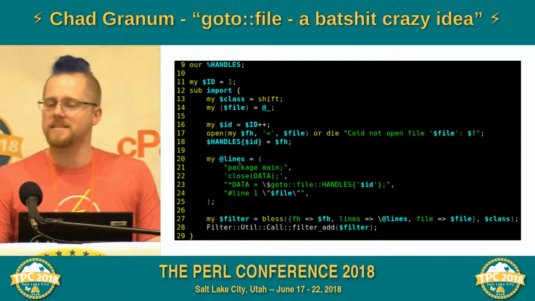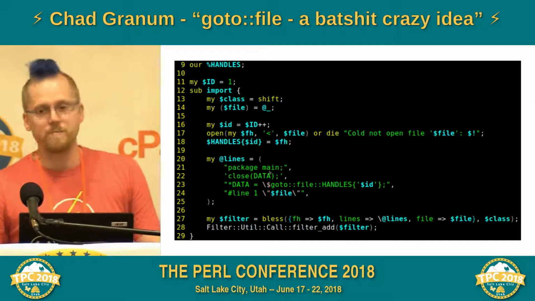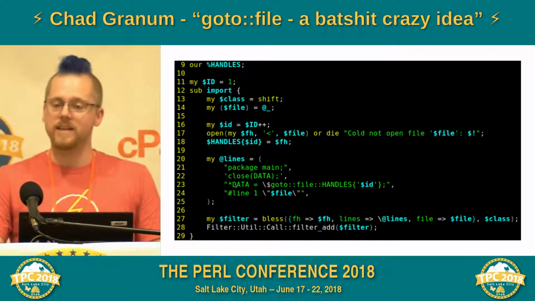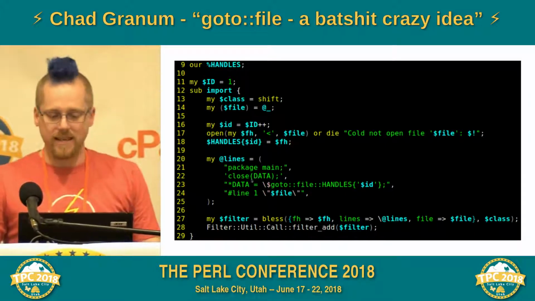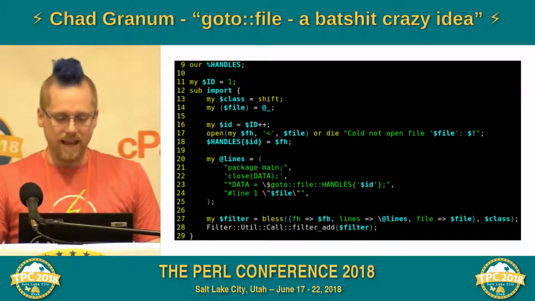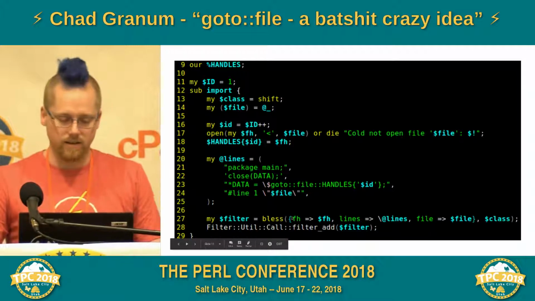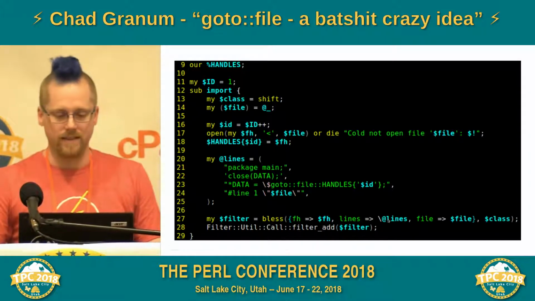Then we've got some lines that we need to inject before we actually read in the new file. Setting it to package main, because that's what everything expects. Closing the data file handle. Reopening the data file handle to our ID that we've conveniently stored. And setting the line and file name. And then we bless this as an object to look up stuff later, because we need all these variables. And we use filter util call filter add to add the filter.